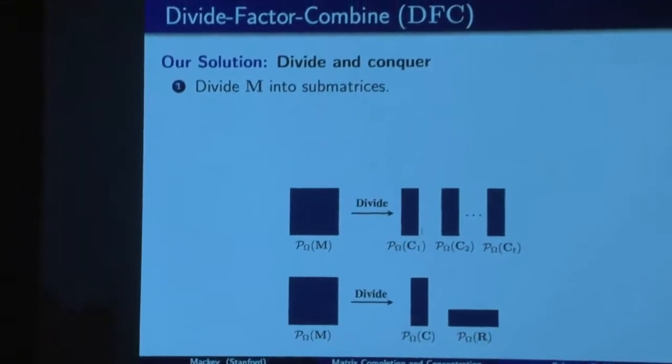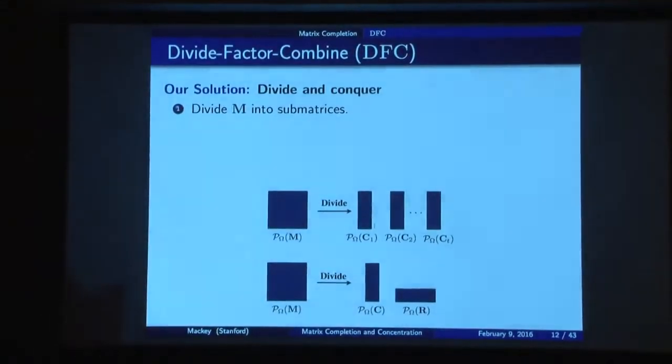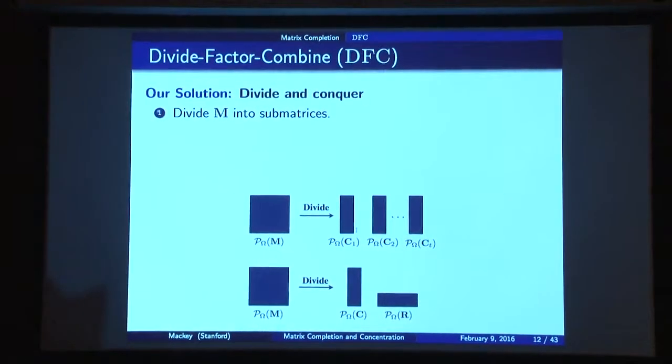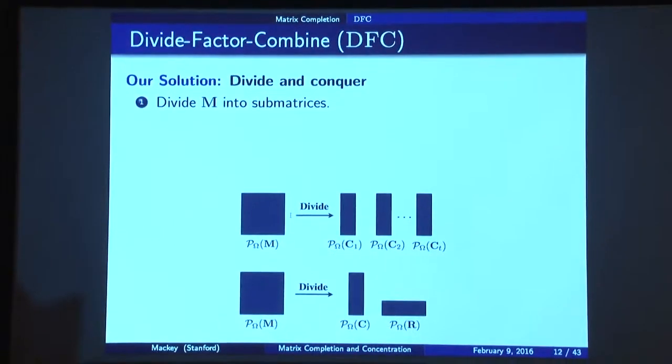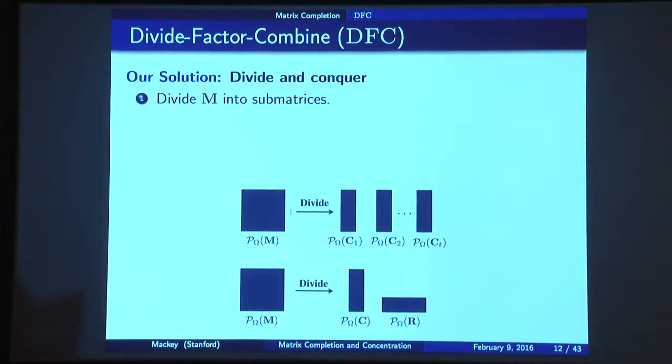So what you're doing is completing each of the submatrices, and then from that, extrapolating into a low-rank estimate of the whole matrix. You can't just do an SVD directly on this matrix because you haven't seen most of it.